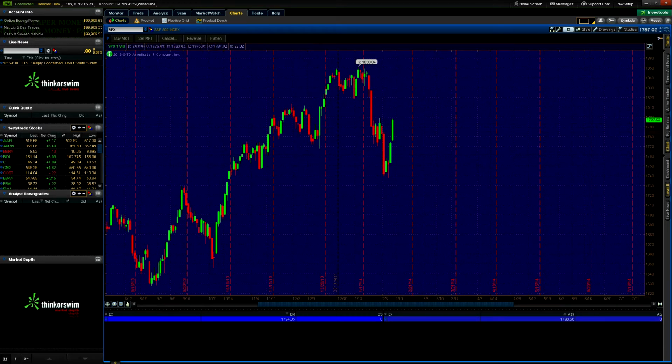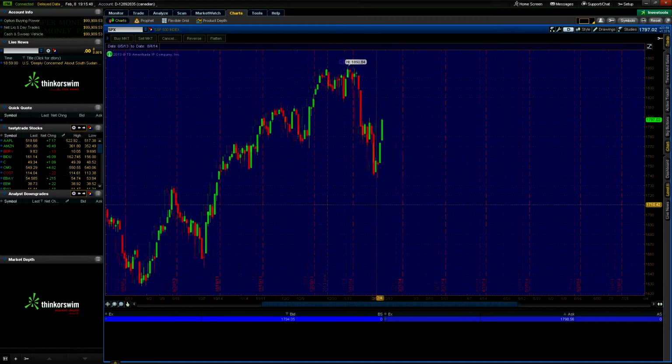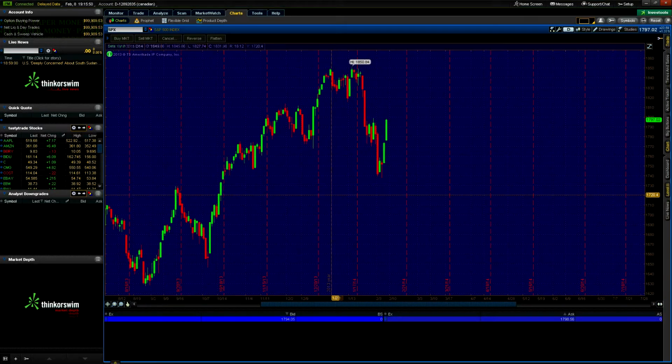So basically here we can see this is the S&P 500 index, ticker SPX. And it's currently trading at 1797.02, but this is the weekend, and so the markets are closed. And you can see here at the top, the price is written in gray, meaning it's not moving. So basically, you have three different types of charts.